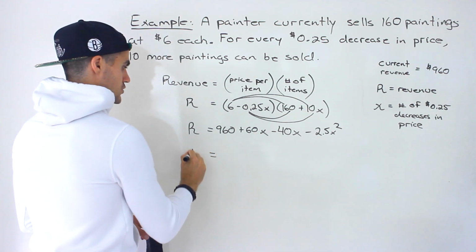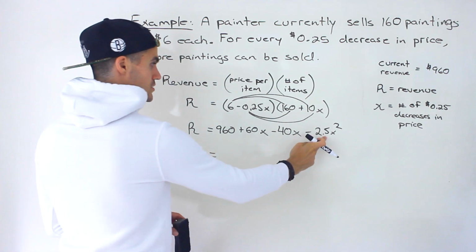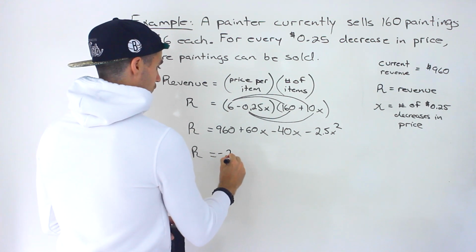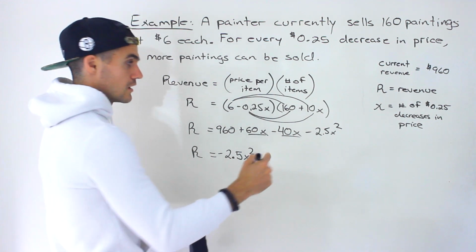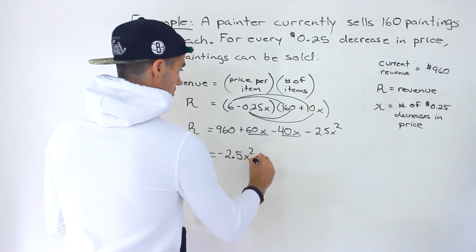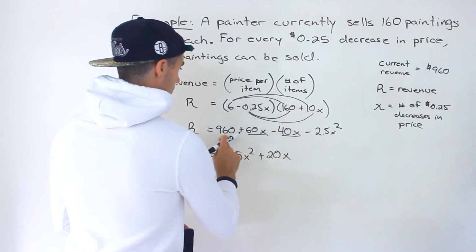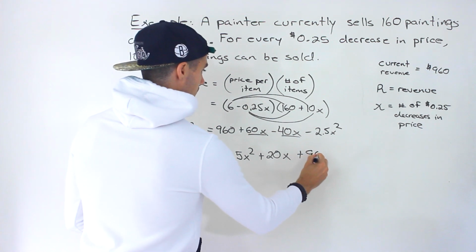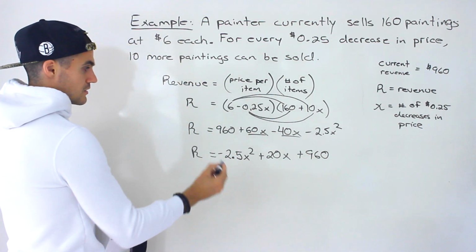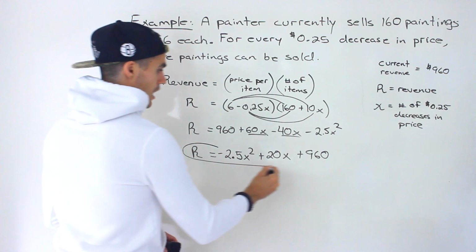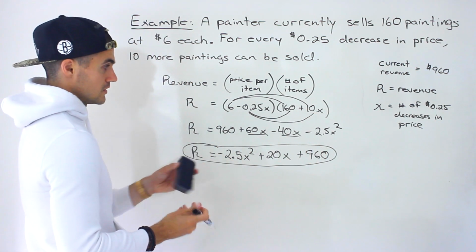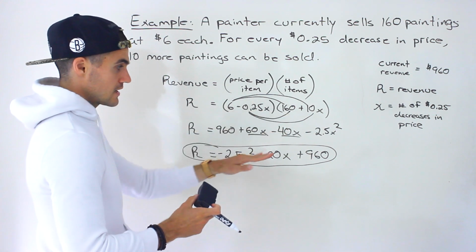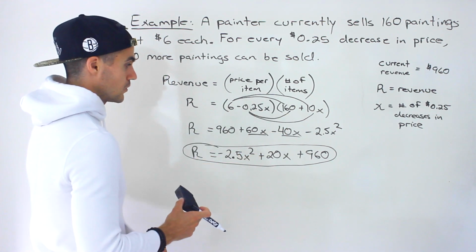And then let's rearrange this to be in proper order. So negative 2.5x squared would go in front. These are like terms, and they're just going to simplify to 20x. And then we got the 960 at the end there. Okay, so this answers the other part for part A. This here is the standard form. So we had a factored form quadratic, and now we have a standard form quadratic.